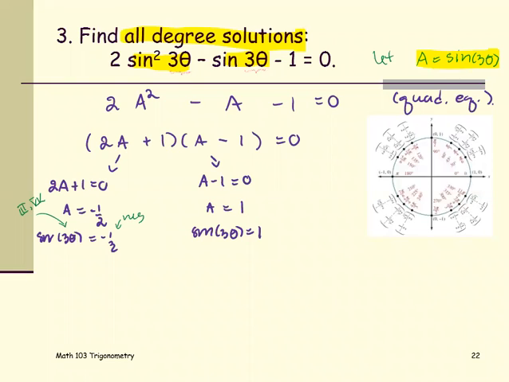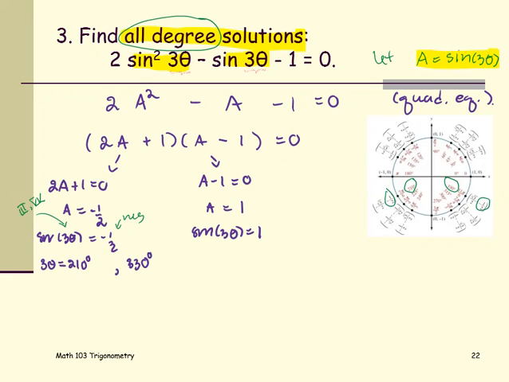In the third quadrant, the sine is the second coordinate. The angle we need in degree form is 210 degrees, and also another value of an angle, which is 330 degrees. So we can rewrite the answer as 3 theta equals the first solution, 210 degrees, and the second solution is 330 degrees.